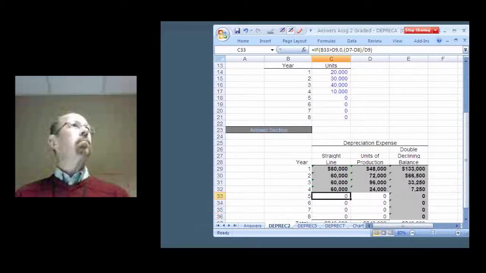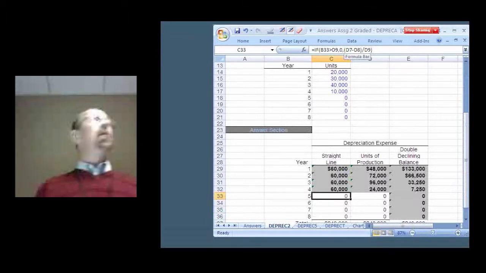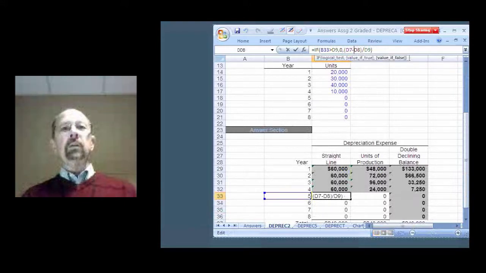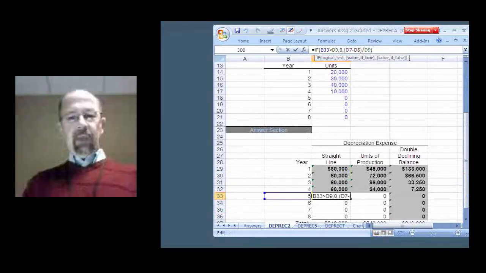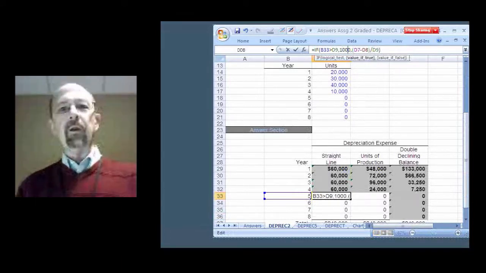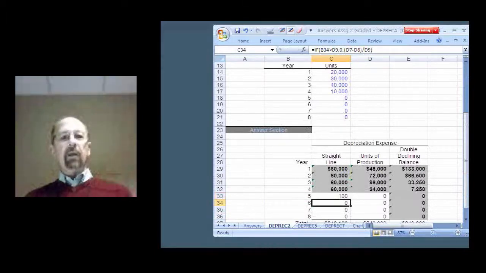Now if I would change this formula and say, if this was true, put down 100, it'll do anything I want. And should I do that? Just to kind of show you. See, right here it says put down 0. If I say 100, it puts down 100 because the statement is true. If it is not greater than, put down D7 minus D8 divided by D9.